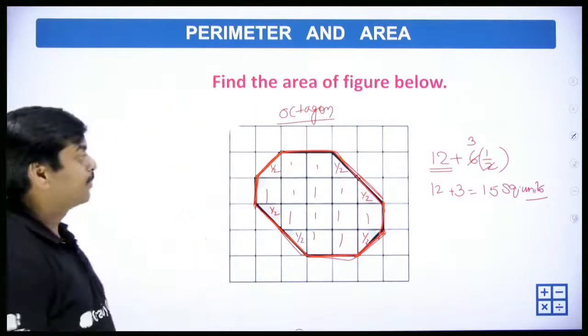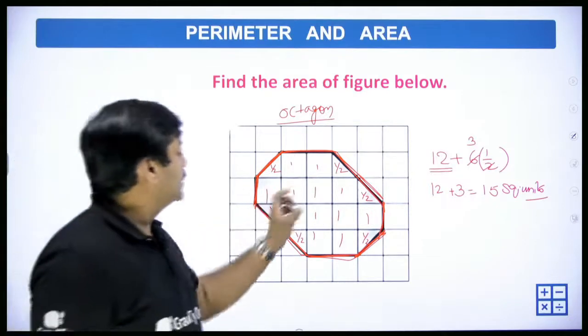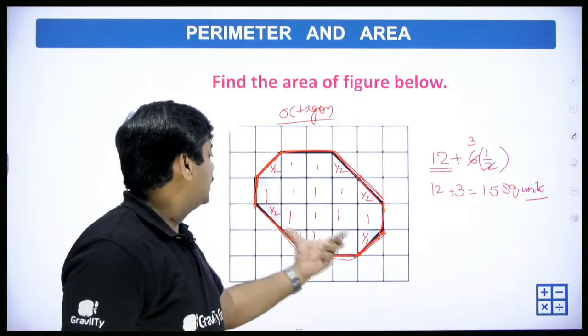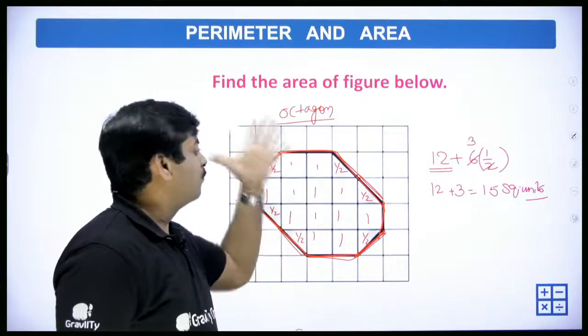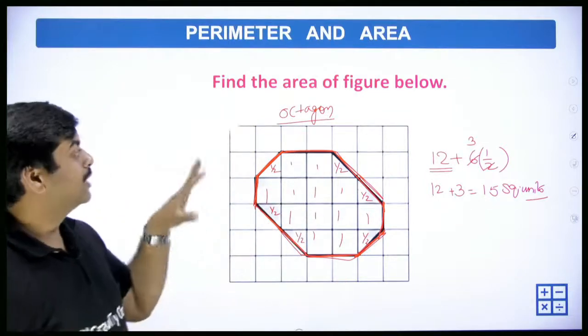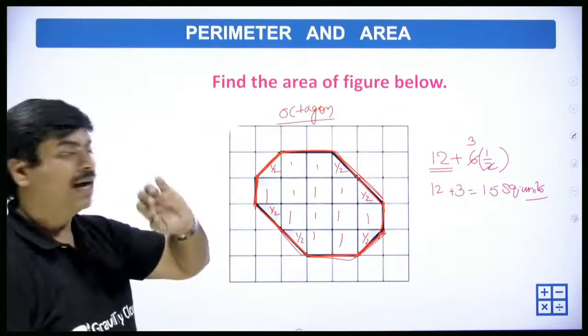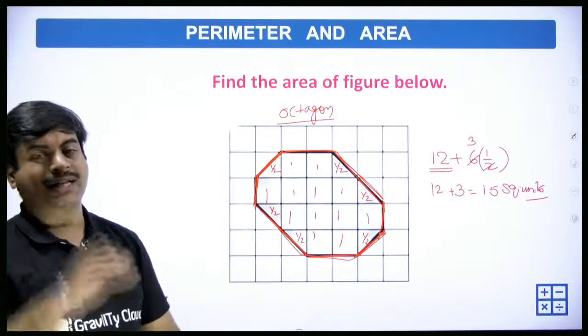Once again, let me check that. 1, 2, 3, 4, 5, 6, 7, 8, 9, 10, 11, 12, 13, 14 and 15. Right, 15 square units is the area of the given figure. All these are approximately correct. Okay, not exactly.